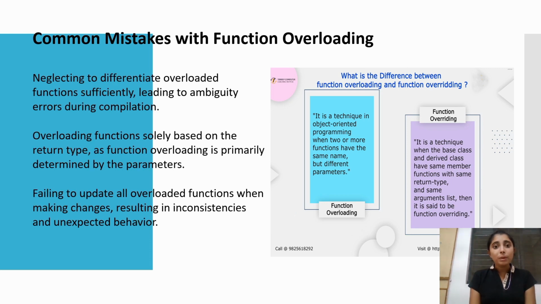Common mistakes with function overloading. Neglecting to differentiate overloaded functions sufficiently, leading to ambiguity errors during compilation. Overloading functions solely based on the return type, as function overloading is primarily determined by the parameters. Failing to update all overloaded functions when making changes, resulting in inconsistent and unexpected behavior.